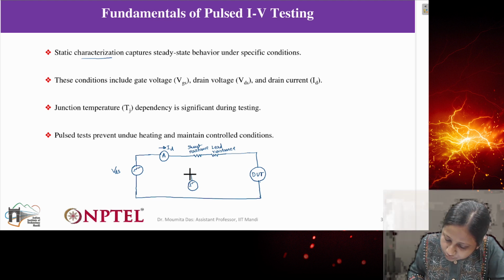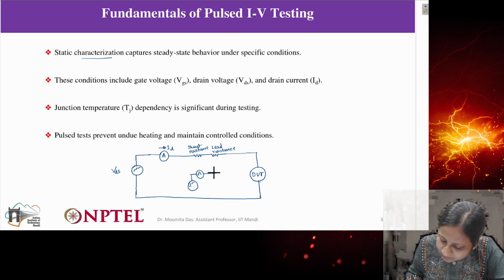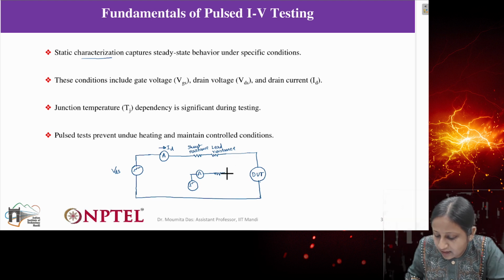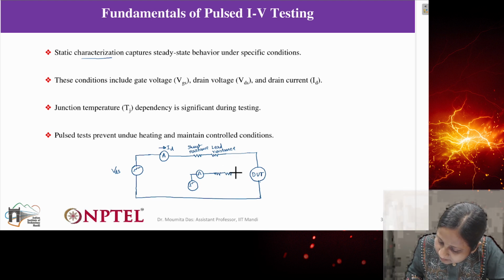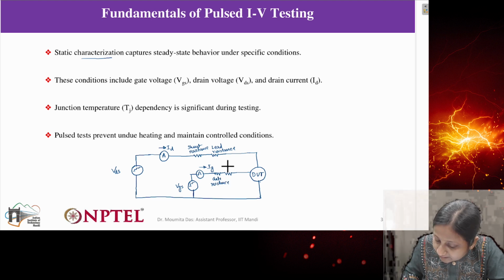Now this gate to source voltage is also connected to one current measurement port which measures the gate current, which is connected to the gate resistance, and then this is again connected to the lead resistance of the device, and the negative terminal will be connected to this point. So this is the VGS and this provides the gate current. One is the gate resistance, one is the lead resistance of the device.